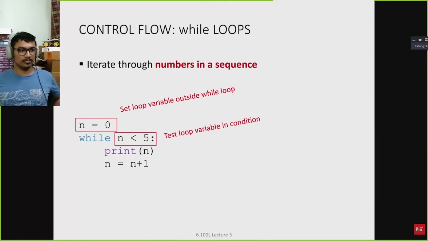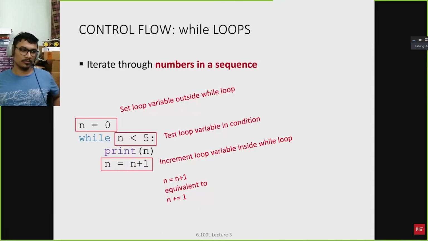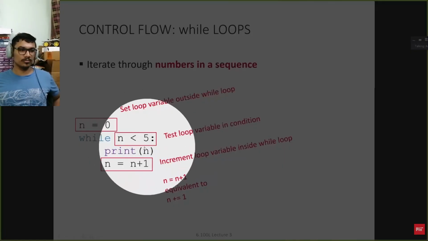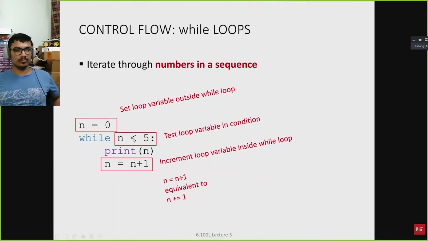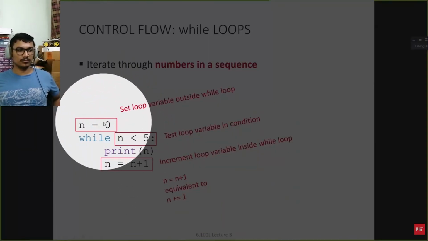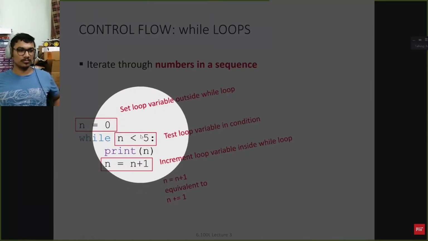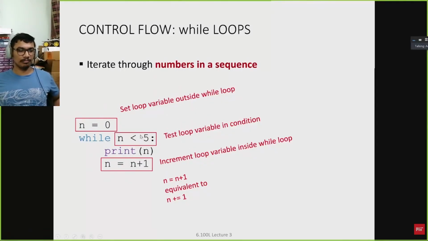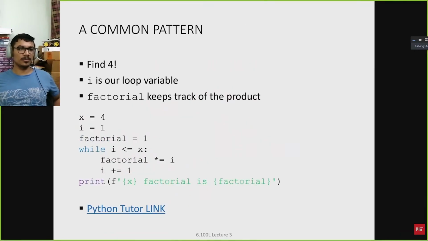And then within the while loop, you can do whatever commands you want to do with that n, but then you have to remember to change it in some way. Because if you don't change it in some way, this while loop condition will always be true. So here I'm incrementing n by 1 because it starts from 0. I want n to get to something above 5, which will lead to my condition becoming false. Okay. So this pattern exists in a bunch of different programs.